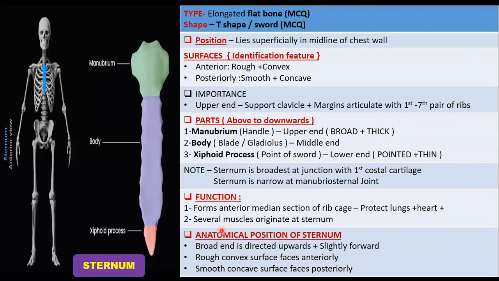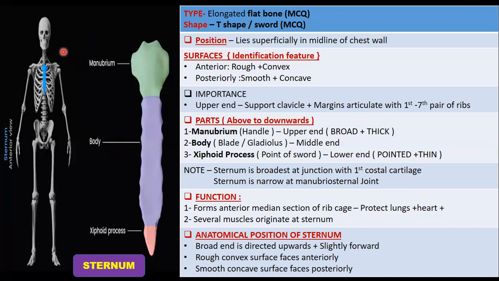Then we talk about the function. So the function you need to remember, it provides origin and insertion to many muscles. We'll see in the upcoming slides, and it forms the anterior median wall, like it protects many parts, like our lungs, our heart. Then we'll see what part of the sternum the lungs and the heart relate to, in what part the arch of aorta, descending arch of aorta is concerned. So we'll see. Till now you just need to remember it is a flat type of bone.